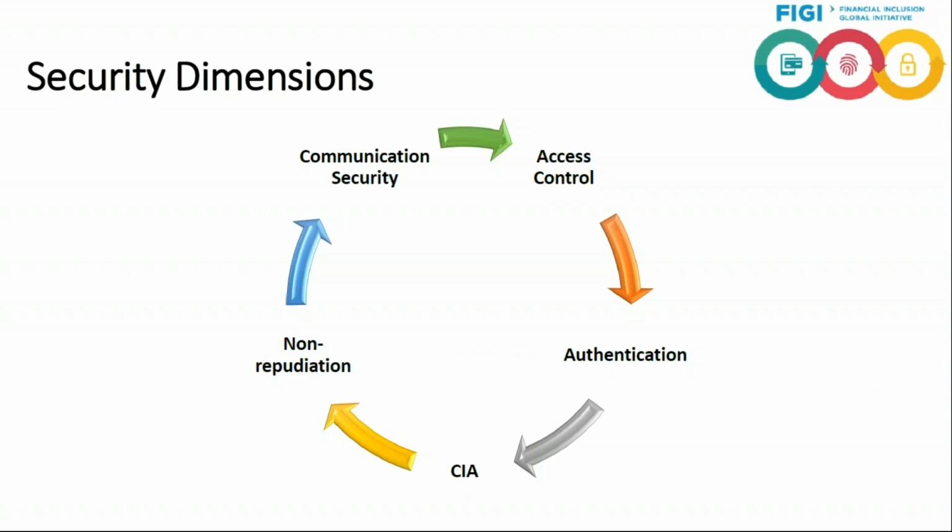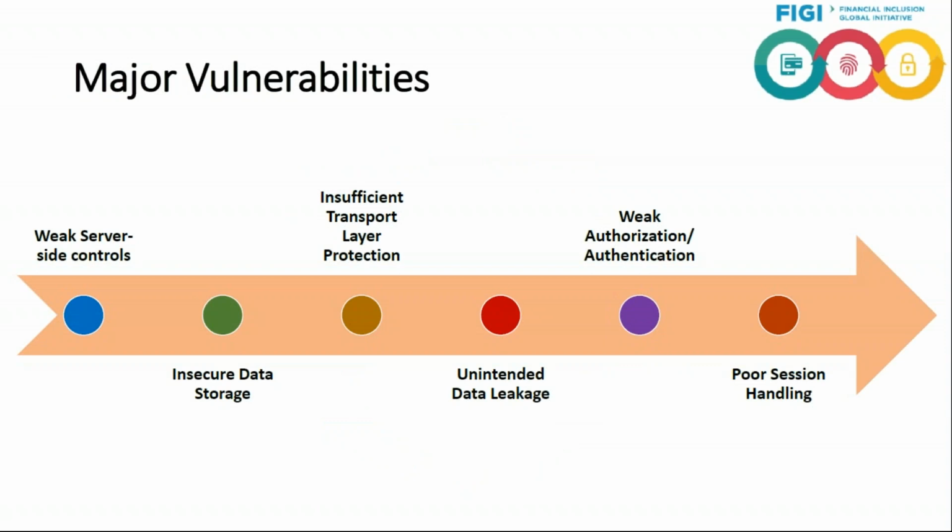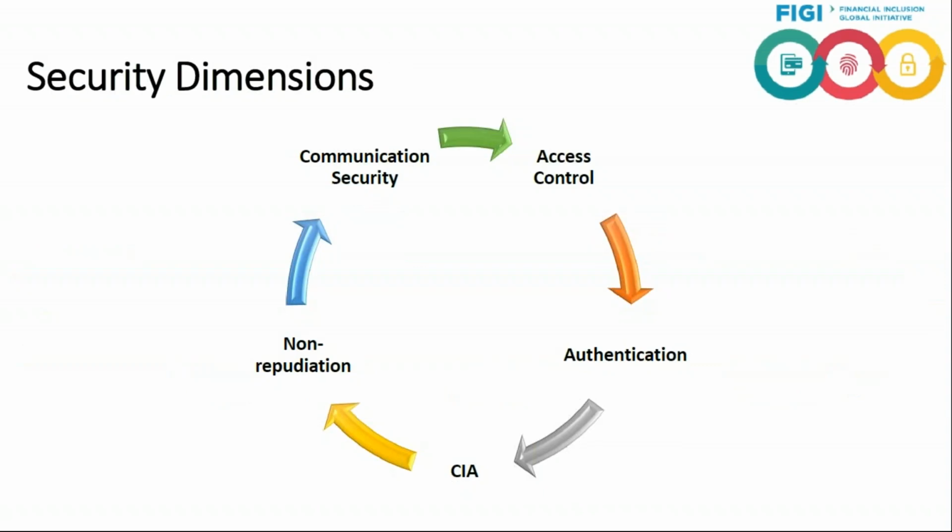address these security dimensions like access control, authentication, the CIA triad, confidentiality, integrity, and availability, non-repudiation, and communication security. So if you look closely, these security dimensions relate to these vulnerabilities. So there is a relationship here. What we are trying to do is address these vulnerabilities by addressing these security dimensions.